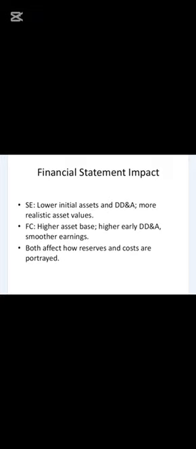With regard to depletion, depreciation, and amortization, under successful efforts, depletion, depreciation, and amortization is based on the cost of successful assets. It's lower initially under successful efforts, but can lead to higher charges later as reserves are depleted. Under the full cost method, DD&A is based on all capitalized costs, leading to higher initial charges. Later, as reserves are depleted, the DD&A may appear less significant.